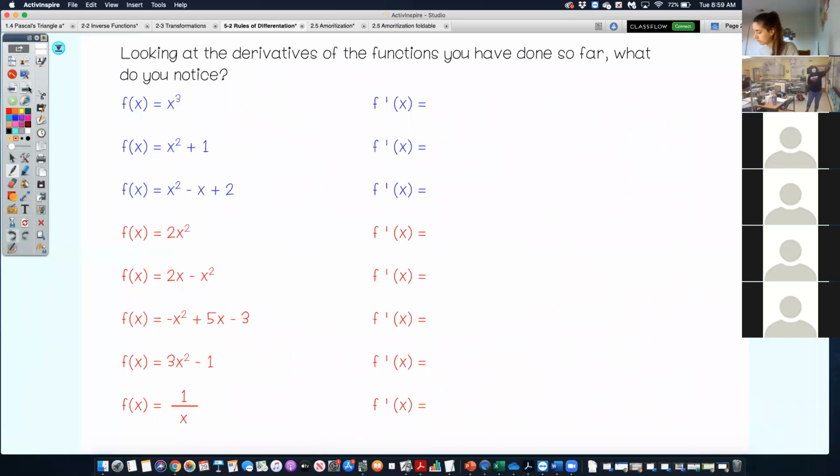The lesson is looking at the derivatives of all the functions that we've done so far. What do you notice? All the ones over here on the left-hand side are the ones you have done the formal definition with. The blue are the ones from the actual lesson. The red are the ones from your homework. The first one was the do now for today. The derivative was 3x squared. Looking at your notes from Tuesday's class, what was the derivative of x squared plus 1?